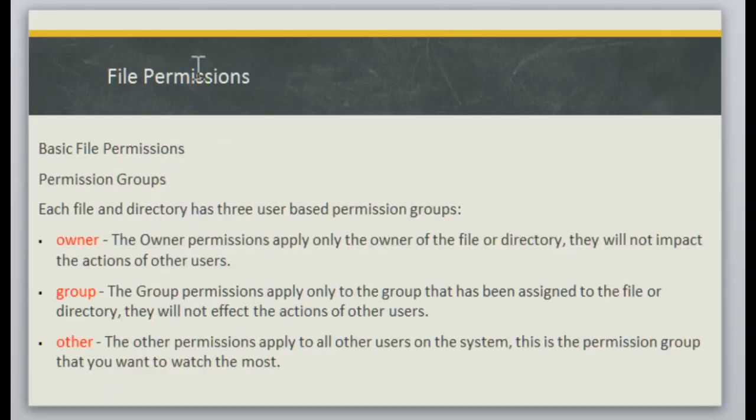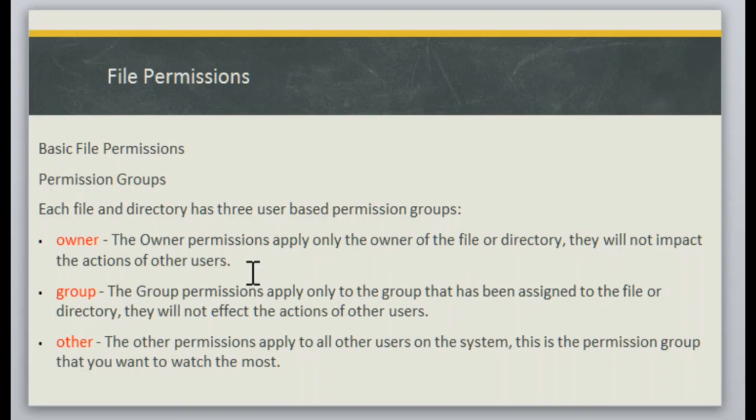Let's go ahead and start with file permissions here and some basic file permissions and permission groups. Each file and directory has 3 user-based permission groups. First one's going to be owner. The owner permissions apply only to the owner of the file or directory, and they will not impact the actions of other users.